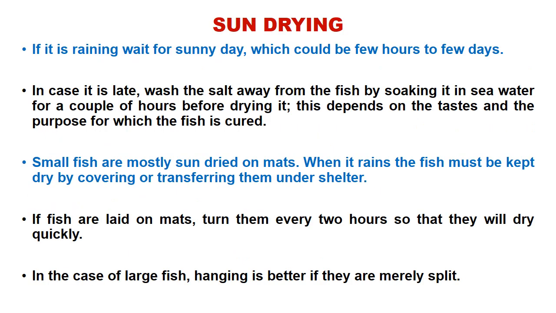So now let us discuss a little more about sun drying. As I have told, it is the easiest, cheapest, oldest method. It is done under the sun, and natural wind speed and humidity are the main dependence for the drying. But whenever there is rain, there is a problem. So if it is raining, we have to wait for a sunny day, which could be a few hours to a few days. In case it is late, we have to wash the salt away from the fish by soaking it in seawater for a couple of hours before drying it.